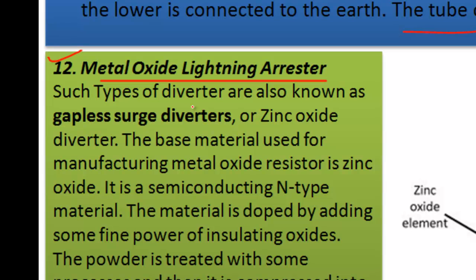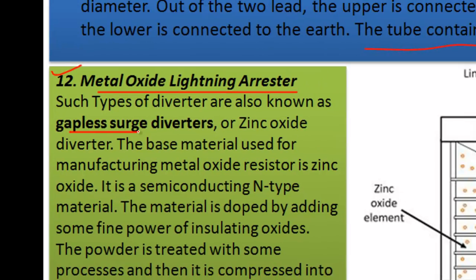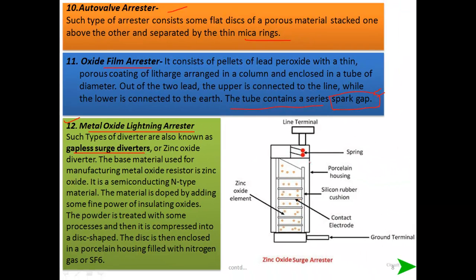Such a type of diverter is also known as a gapless surge diverter. Why is it gapless? If you see, each and every contact position is connected one to another, right? This is the live line terminal, this is the ground terminal, and we have used a zinc oxide element. Why do we use a zinc oxide element? Because it behaves like an n-type material.